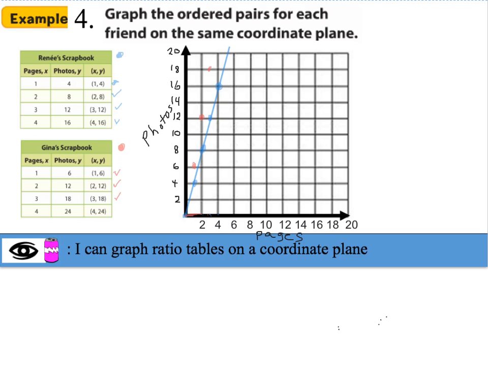And for the last one, 4, 24. 4, 24 would be start at 0, 0. I'm going to go to 4 on the x-axis. I'm going to go up to 24. And notice that I don't have any 24, but it would be someplace off the graph. So I'm going to cross it out because I've just used it. Notice that I can connect all the dots on the graph for Gina on one red line.